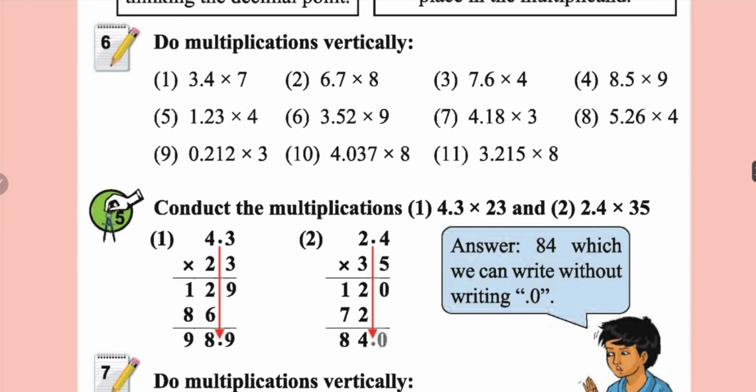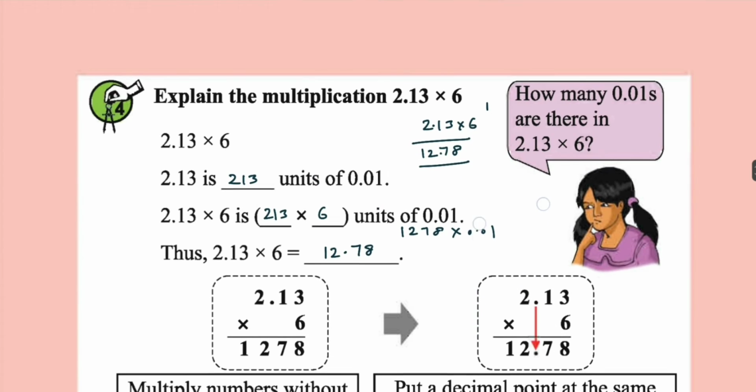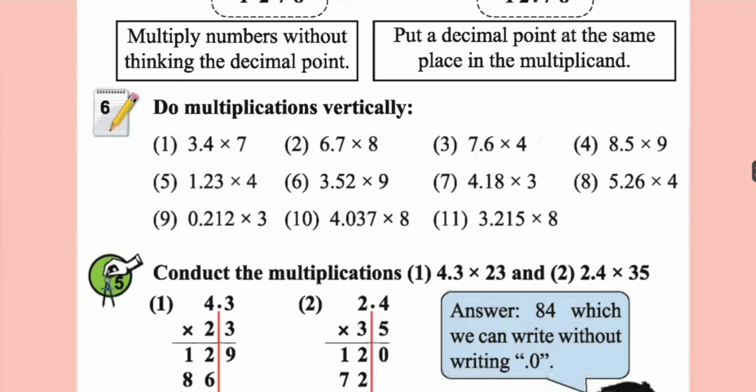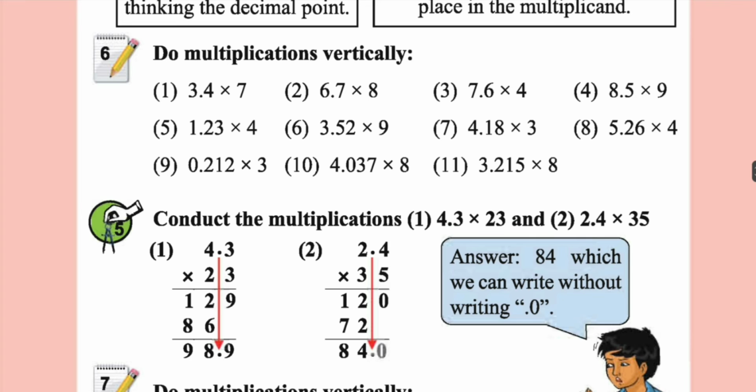Do multiplications vertically. This vertical multiplication, that is what I did, right? That you can perform with all these things. Okay, let me write the answer for 1 or 2. 7 4s are 28, 8, carry 2. 7 3s are 21 plus 2, 23, so 23.8.